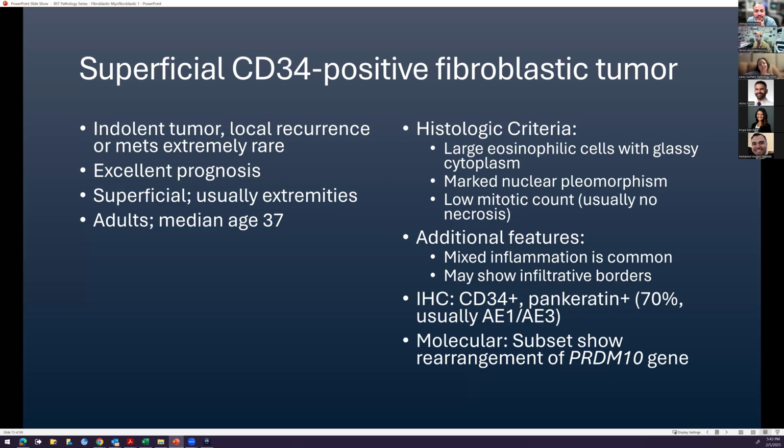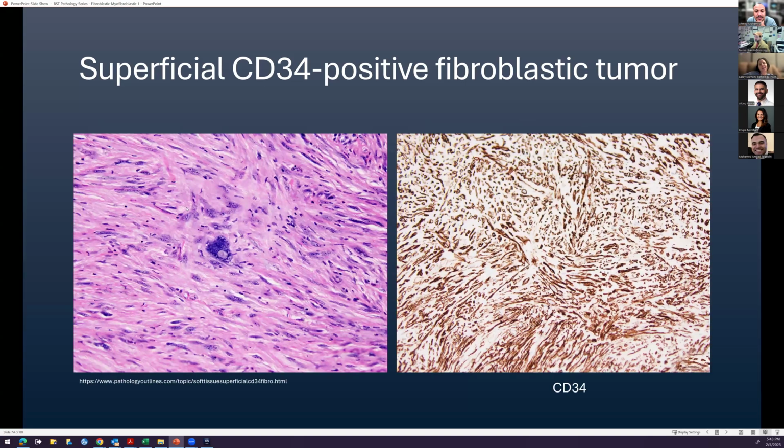But anyway, this is what they look like. You can see a pleomorphic tumor with glassy eosinophilic cytoplasm, but no mitotic figures. They're generally diffusely CD34 positive, and this one was also AE1/AE3 positive. So it's one of these weird superficial tumors that plays a strange role. Something to think about whenever you have a weird pleomorphic tumor in the skin or subcutis.